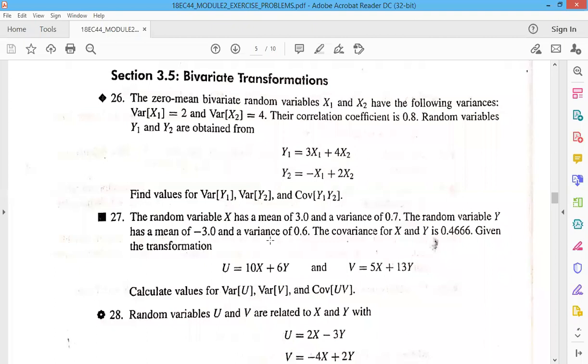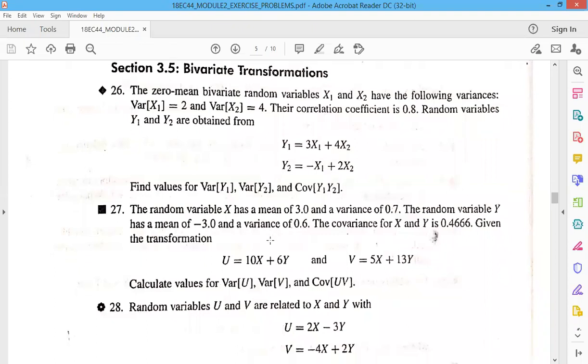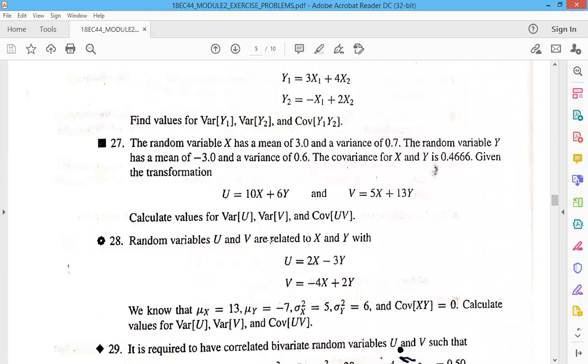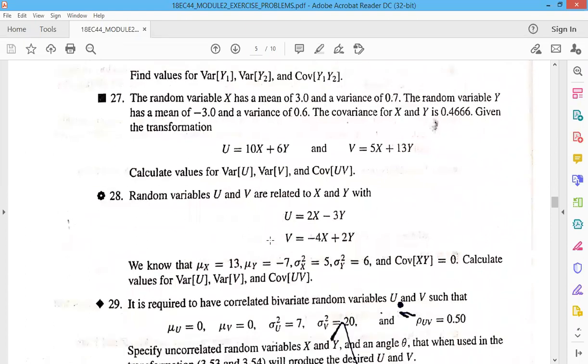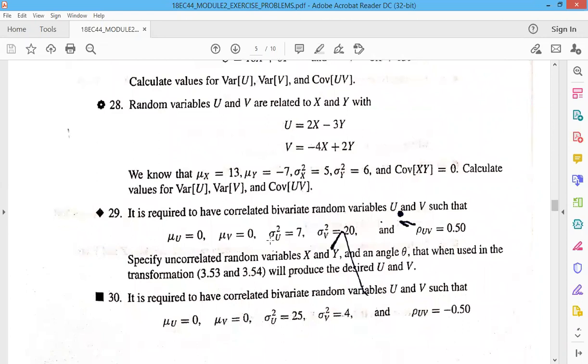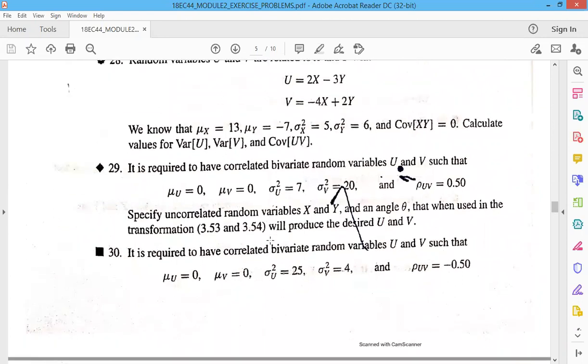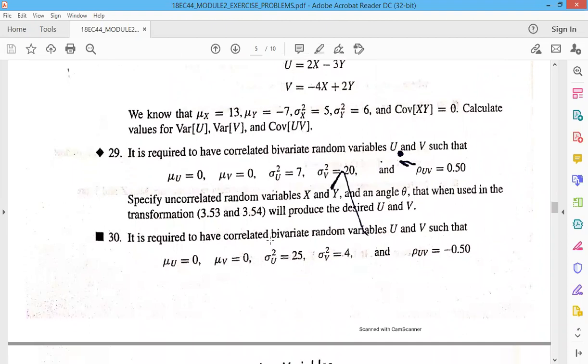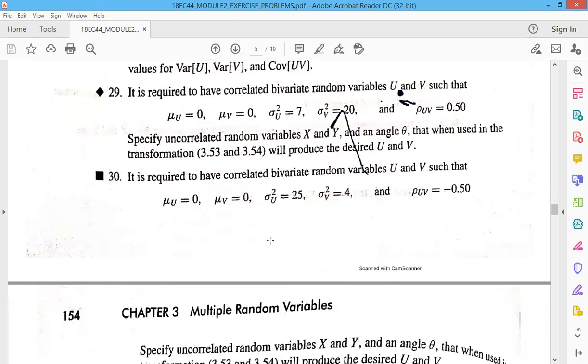So here we have solved 26. So here 26 and 28 are the same, right? So here you can solve that. And take the problem number 29. Here we are asked to calculate angle theta. Yes. Take the problem number 29.